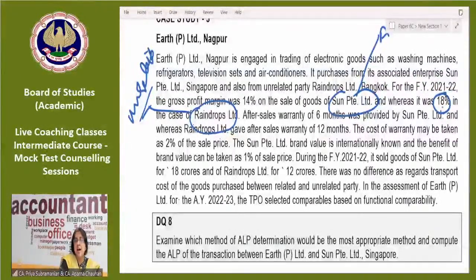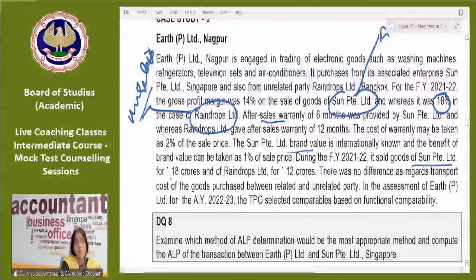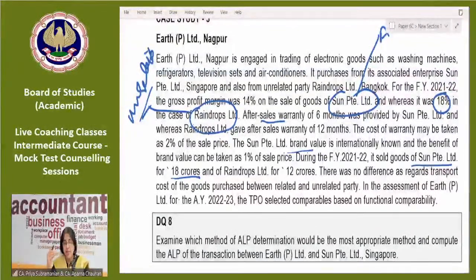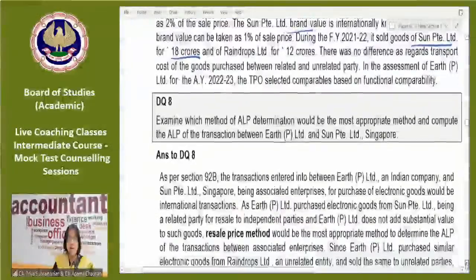The functional adjustments in this case relate to sales warranty and brand value. These two are the functional adjustments. They say there's no difference in transport cost. So what is the base you take? The base is the sale of goods of Sun Private Limited for 18 crores. The methodology is clearly specified in each method. There may be different ways to present the answer; it is possible to present it by adjusting the GP margin also, but that is not what is prescribed by the rules. It is better to follow the methodology prescribed in the rules for each method, and that is what is given in the study material also.